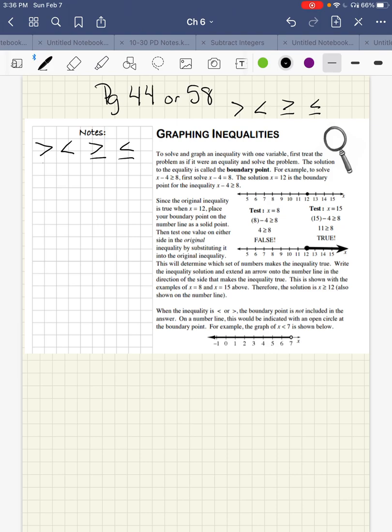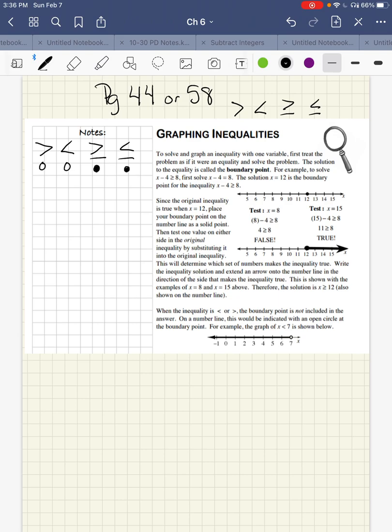So we have greater than here, it's an open circle. Less than, open circle. Greater than or equal to, closed circle. Oops, what did I do there? And less than or equal to, closed circle. Okay, so how do we graph these?